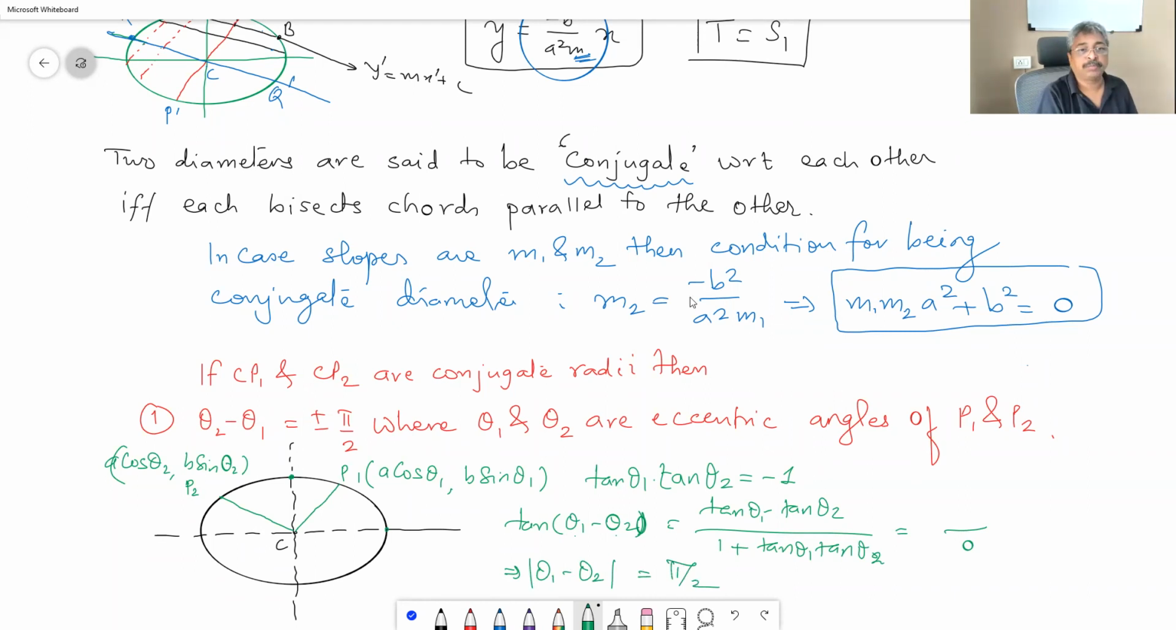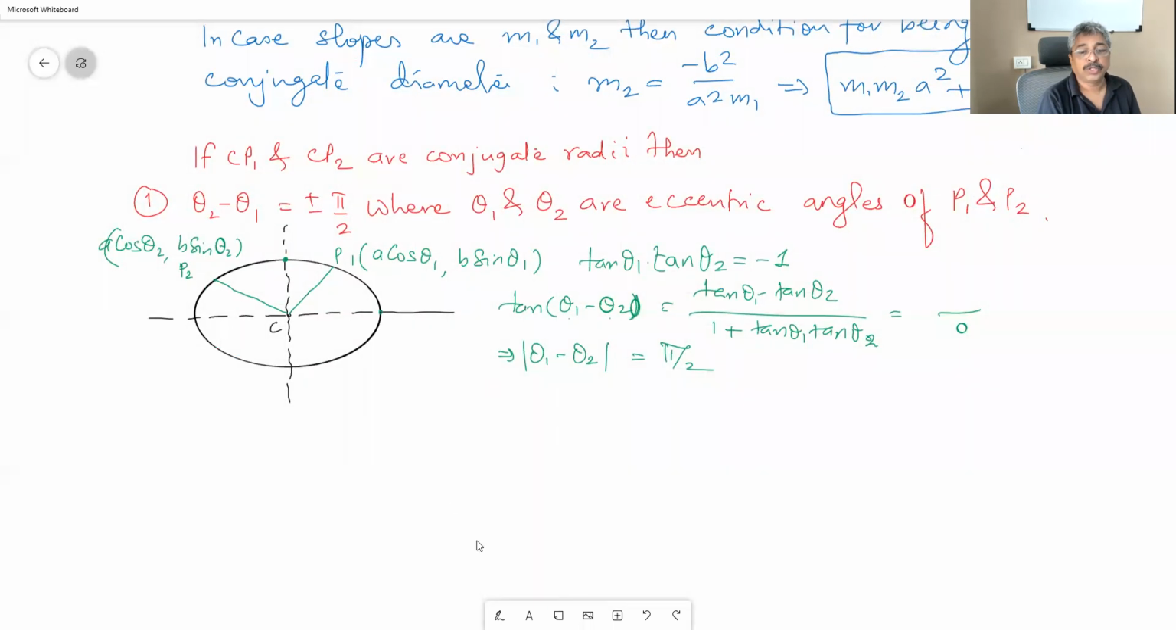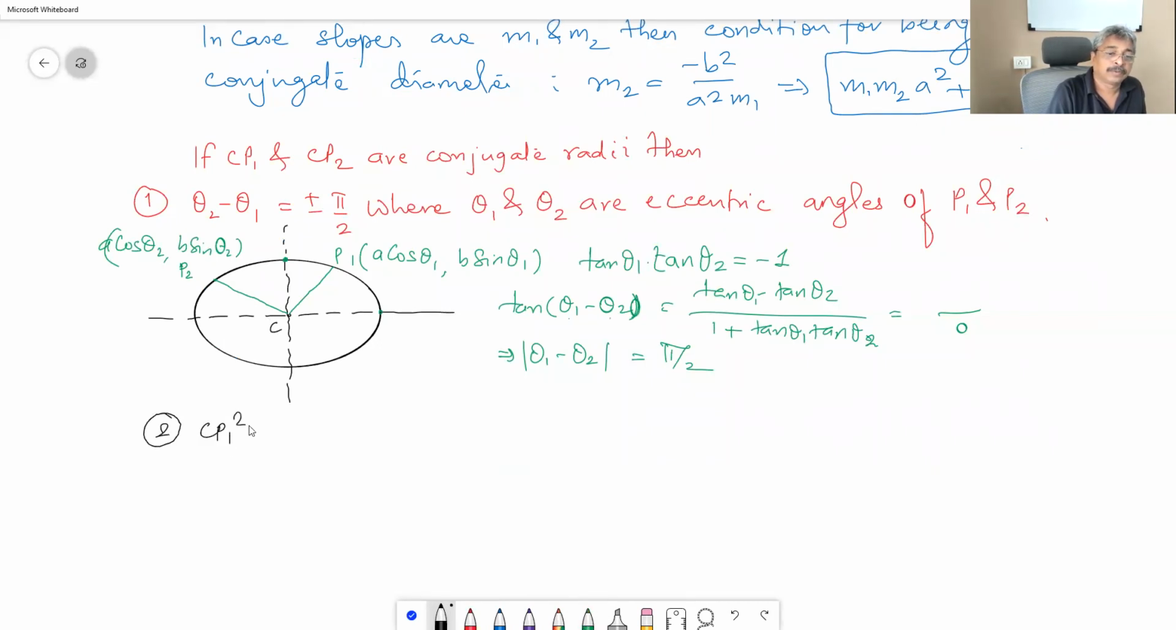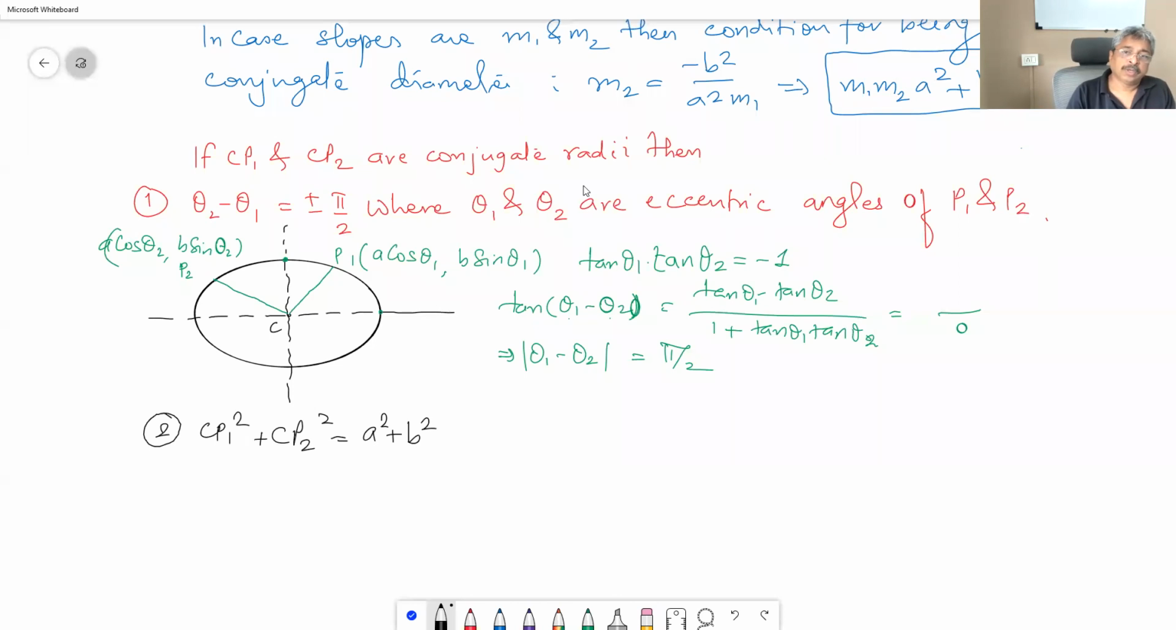Okay, property number 2. Property number 2 is CP1 square plus CP2 square is equal to A square plus B square. Okay, this is very simple. You know what is P1, you know what is C, you know what is P2, just simplify and get the answer. Question number 3.